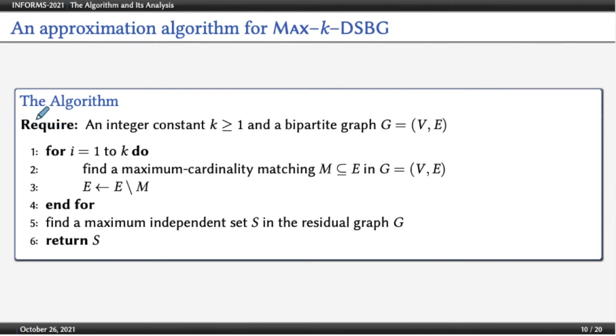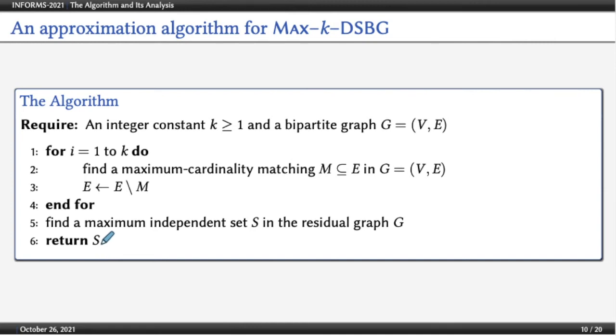So the algorithm is extremely simple. We take the integer constant k and the bipartite graph G as the inputs, and then we repeat the following k times. We find a maximum cardinality matching M in the graph G, and then we remove that maximum matching from the graph, and we repeat this process k times. Then once we are done with these k steps, we find a maximum independent set that we denote by S in the residual graph G, and we return this set as the answer to our problem.